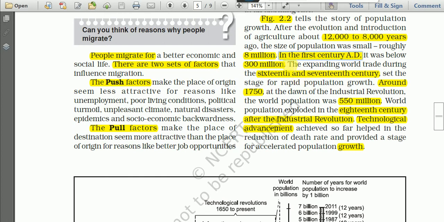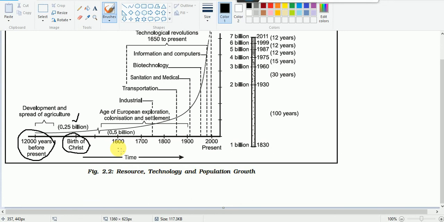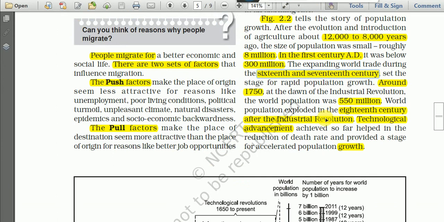The expanding world trade during the 16th and 17th century set the stage for rapid population growth. During this time trade, exploration and colonization expanded, and that is why it set the stage, providing the favorable condition for rapid population growth.